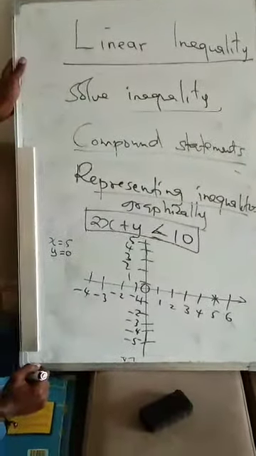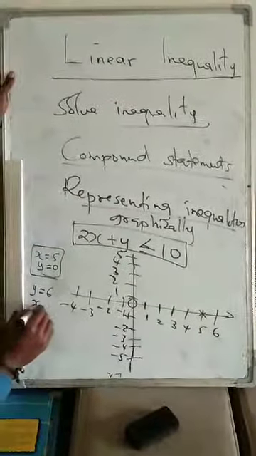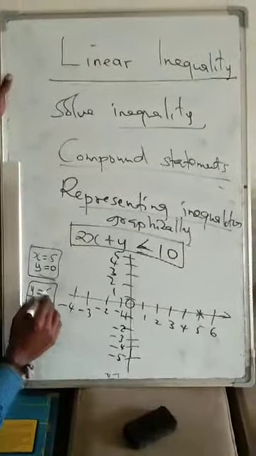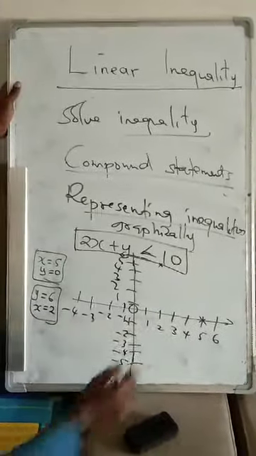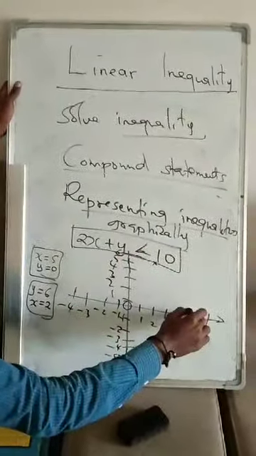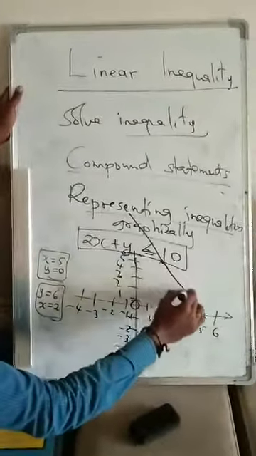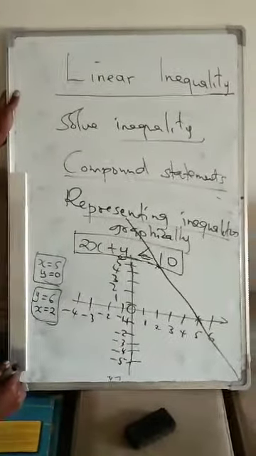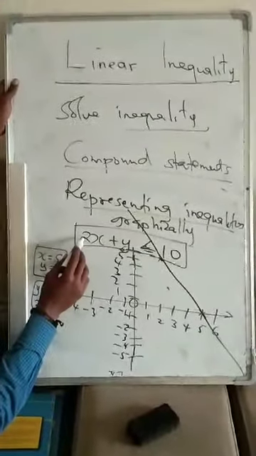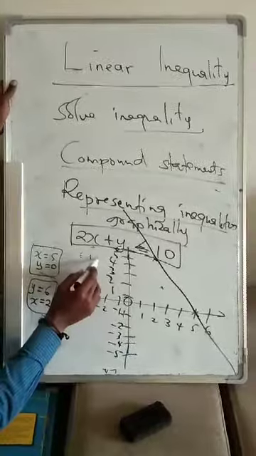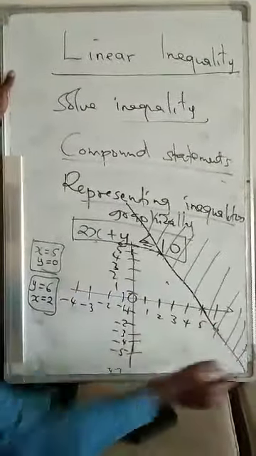Then pick another point, if y is 6, put 6 there, then x will be 2. We plot that point, x is 2, y is 6. 2, 6 is somewhere there. Then once you've done that, you have to draw, because we have the equal sign here, we just come and draw that way. It's continuous. Then we pick some point in between, let's pick 3 and 3. 2 times 3 is 6 plus 3 is 9, so that is less than 10, so it means inside here is wanted. So we shade the unwanted region like that.